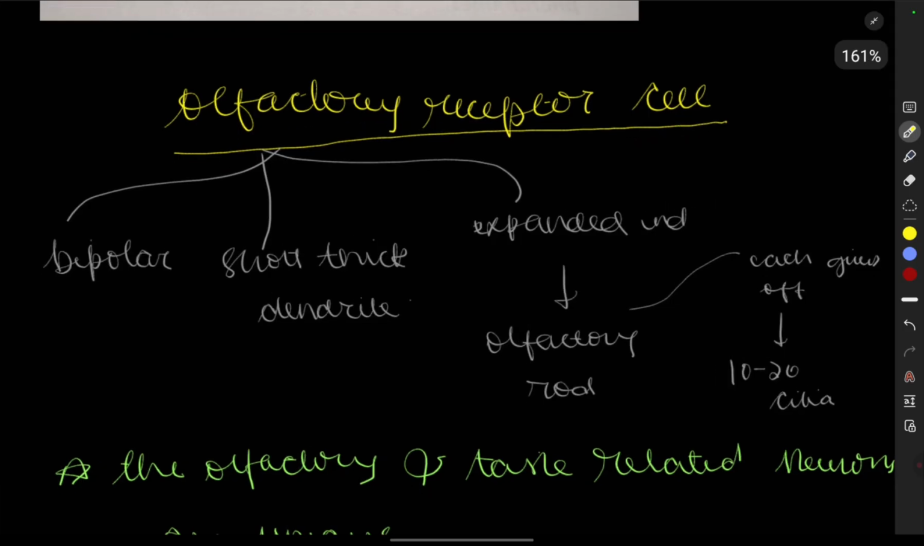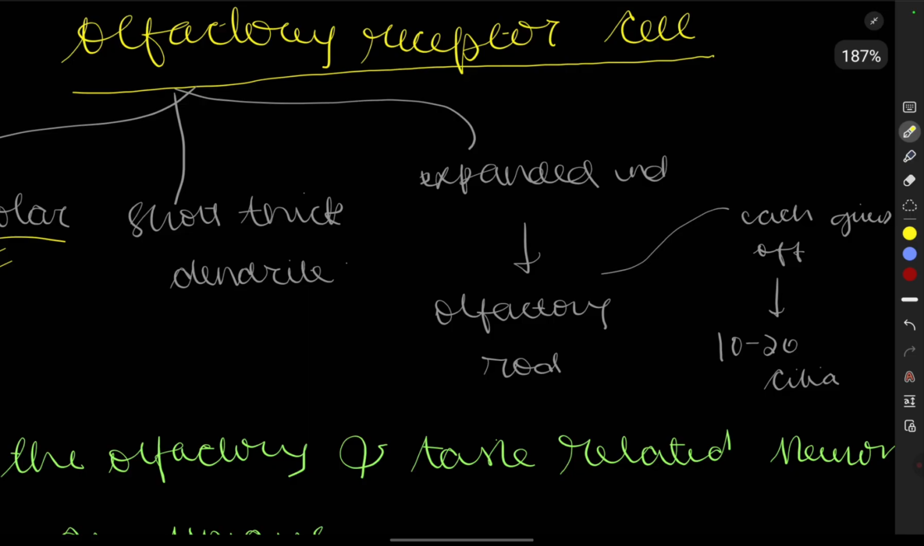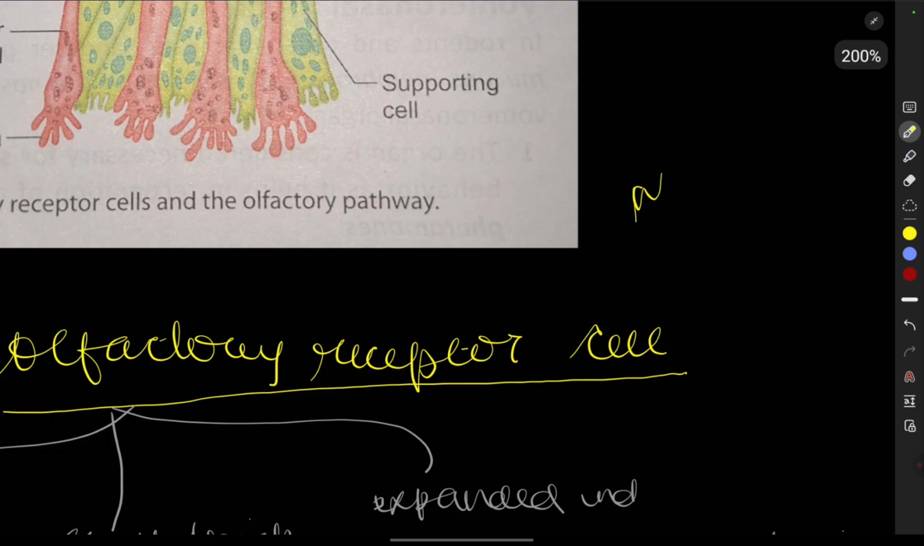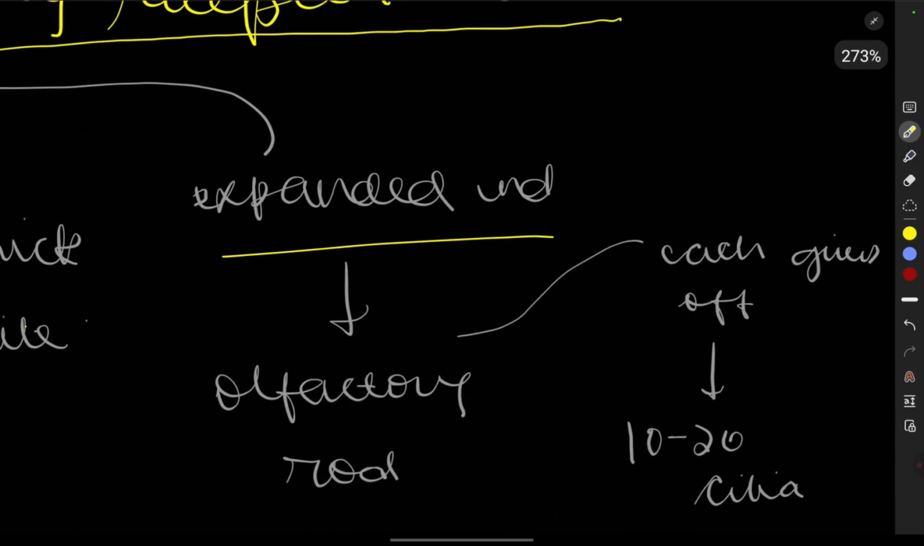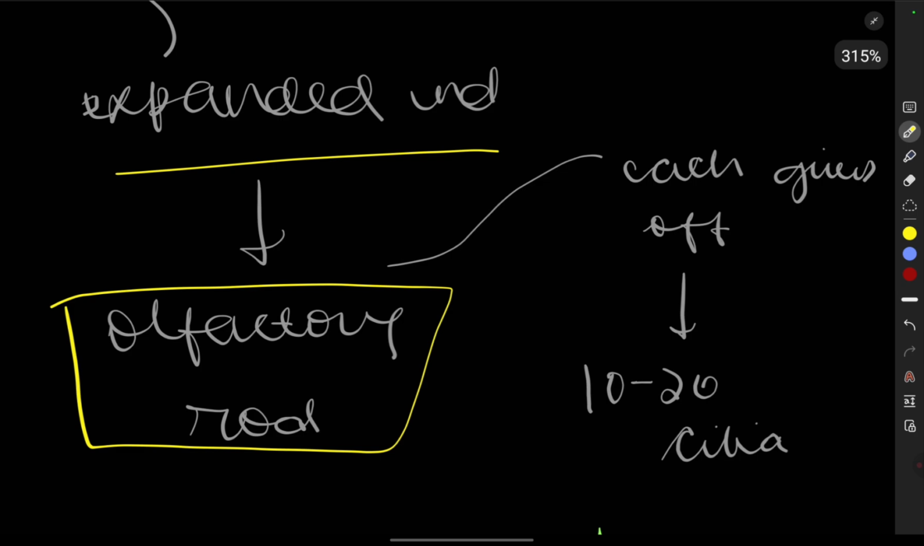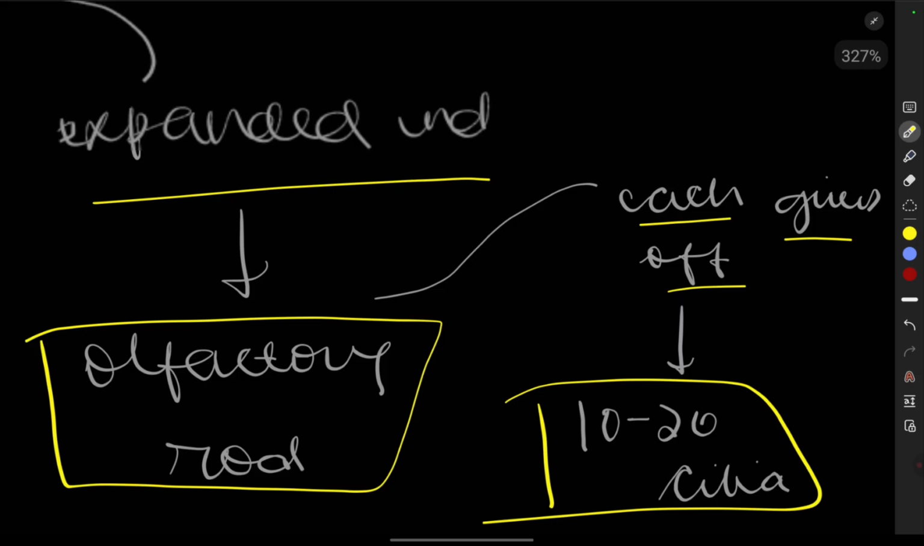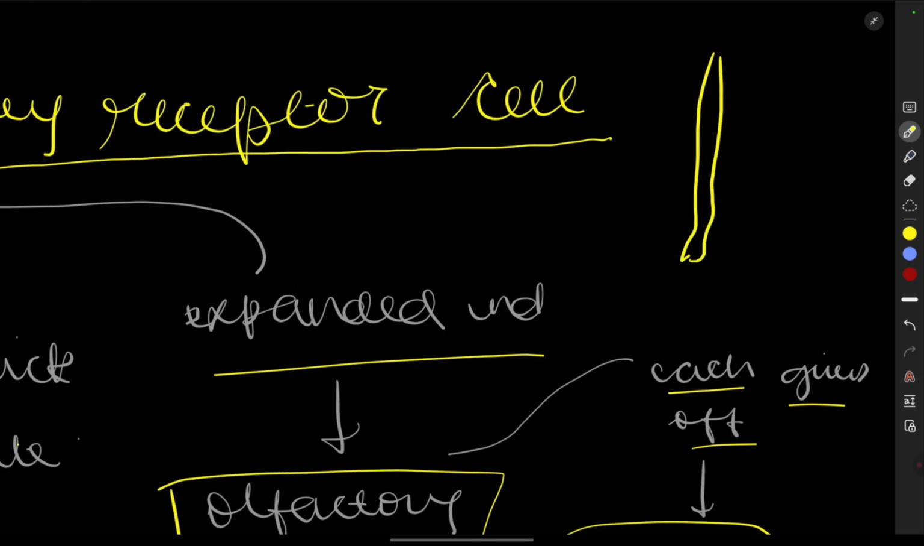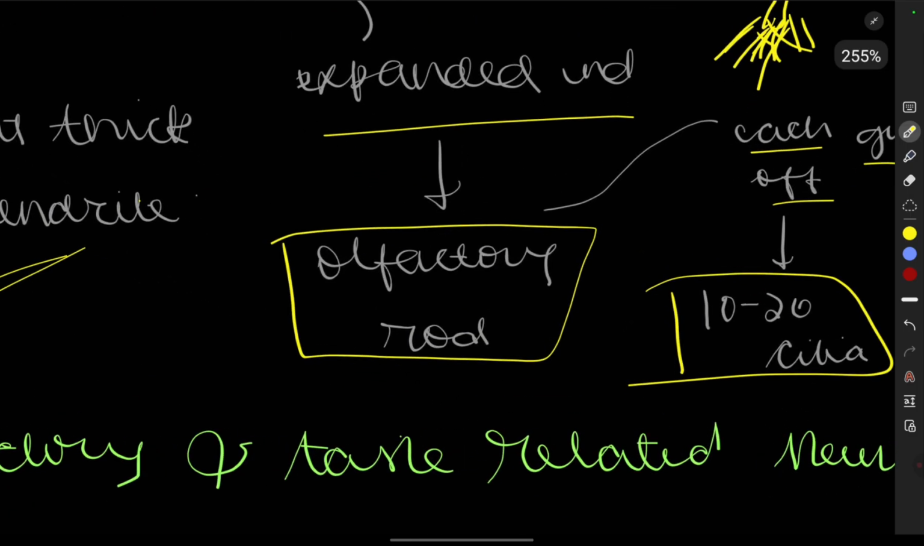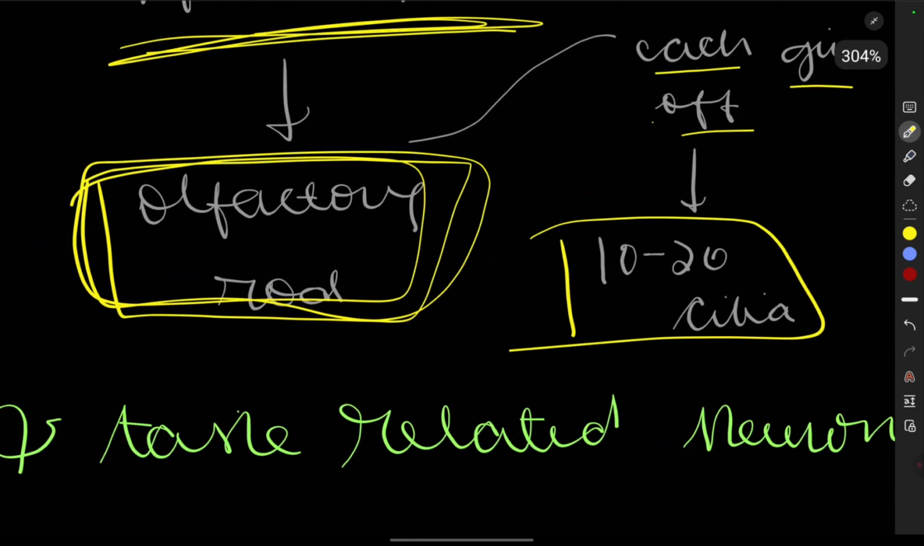Perfect. So now let us study the olfactory receptor cells. They are bipolar. Let's do it fast because it is a very easy topic. They have a short and thick dendrite, and the synapse that is formed is of the type axodendritic synapse, with a presynaptic axon and a postsynaptic dendrite. The dendrite is expanded to form the olfactory rod, which gives off 10 to 20 cilia, as I already mentioned. So suppose this is the axon, the receptor cell is also present, and it has 10 to 20 cilia, expanded into what we call the olfactory rod.